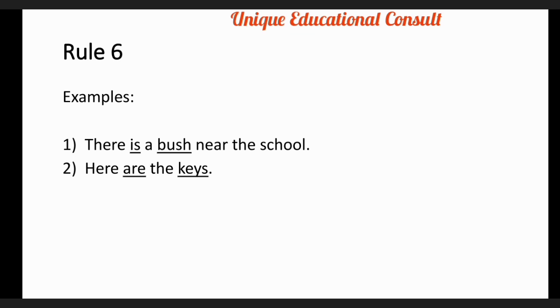Now the second sentence: here are the keys. Here are the keys. Are is the verb there, and we have keys coming after the verb. So that is the true subject of the sentence. I hope this is clear. Now let's go to rule number 7.